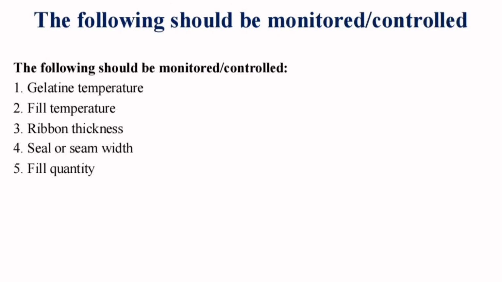The following things should be monitored or controlled: gelatin temperature, fill temperature, ribbon thickness, seal or seam width, and fill quantity.